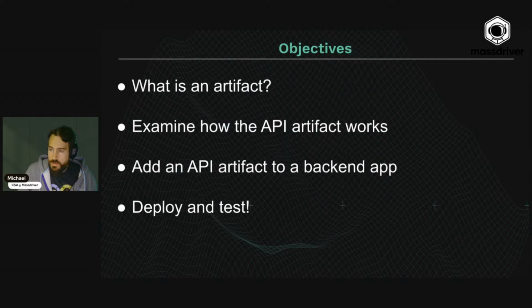So today, we're going to be talking about how to add API artifacts or API endpoints to your applications in Massdriver. Specifically, we're going to be covering some basics, like what an artifact is and how the API artifact definition looks. We'll then add an API artifact to my demo backend application, and then we'll finish deploying and testing the artifact by connecting it to my demo front-end application. So without further ado, let's go ahead and get started.